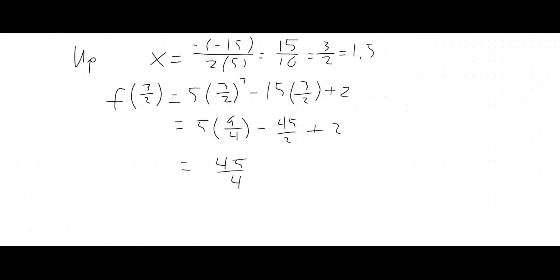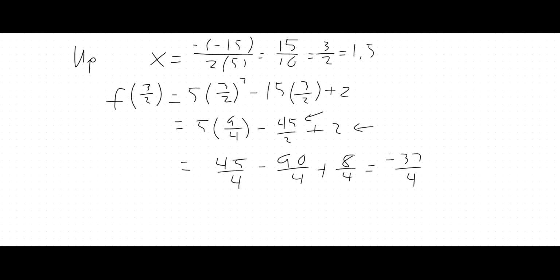And now we need common denominators. So let's multiply this one by 2 over 2. That's 90 over 4. And then let's multiply this one by 4 over 4. So we get a total of our positive numbers would be 53 over 4 minus 90 over 4. So that's going to be negative 37 over 4.